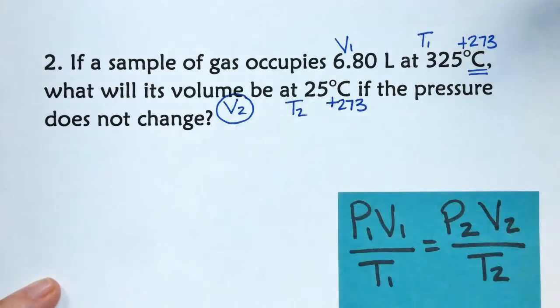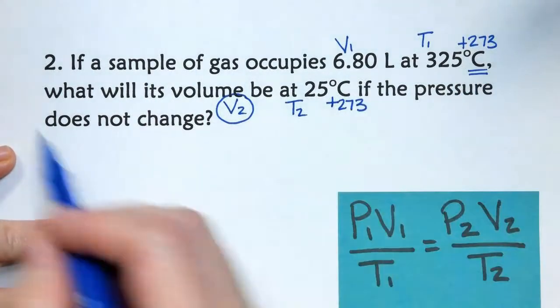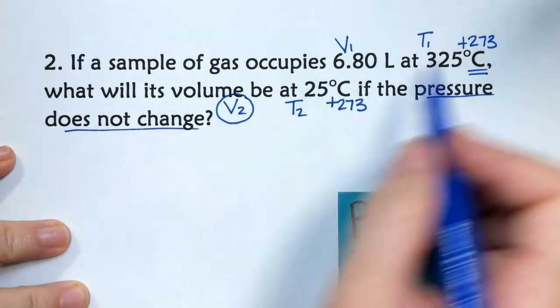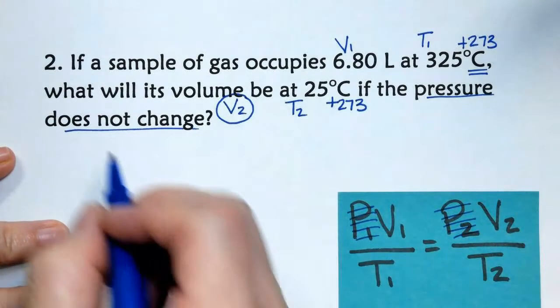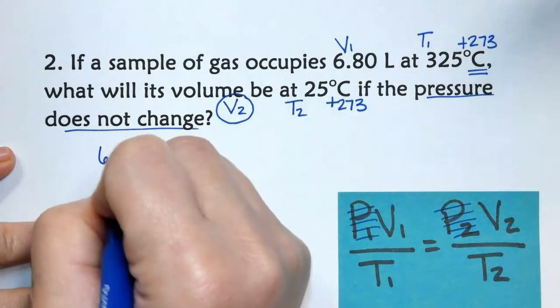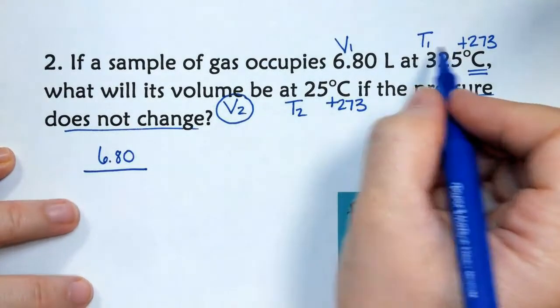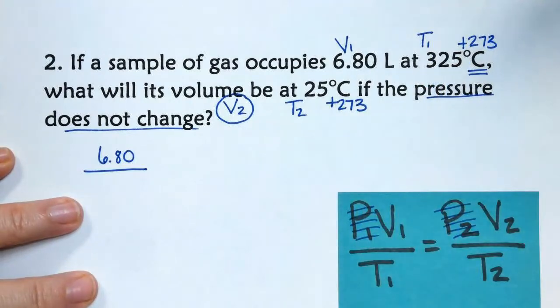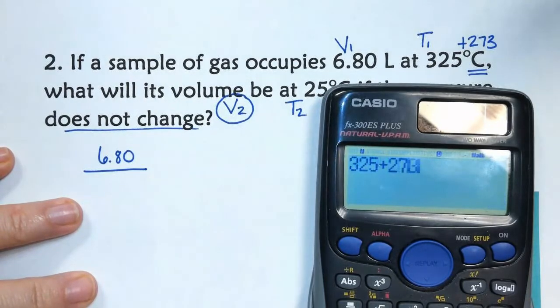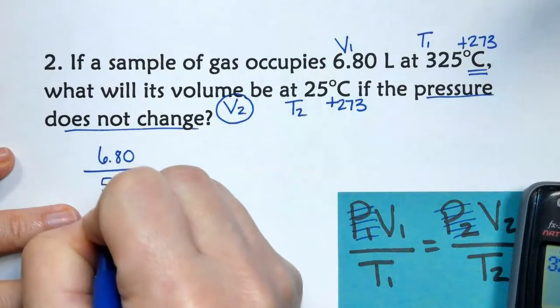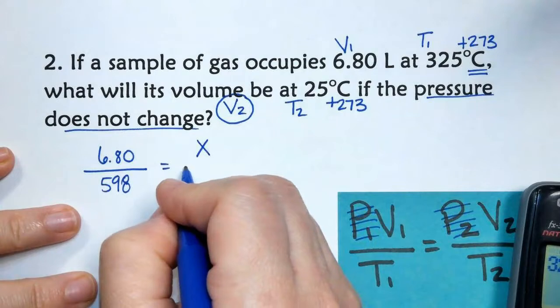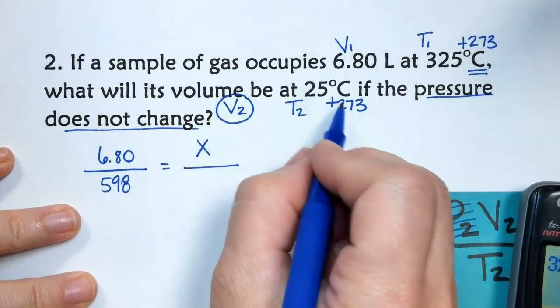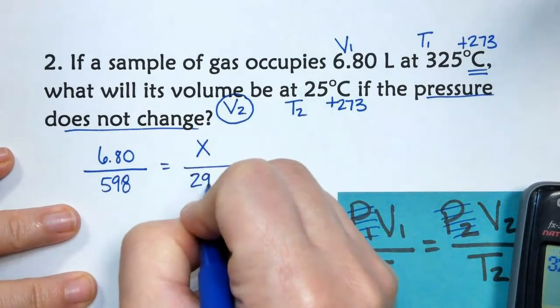Plus 273 automatically. Okay, so now let's go set up our problem. Remember, we have a note that says pressure does not change, and they didn't give us any pressures, so that means that pressure is not a factor. So we'll just ignore that. So our equation is going to be V1 over T1, but I'm going to need to add my 325 plus 273, which is 598. So this is 598 equals V2, which is my X, over T2, and I'm going to have to add 25 plus 273, which is 298.